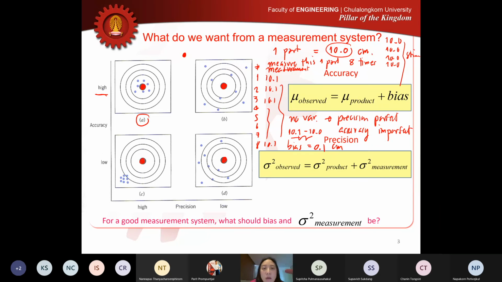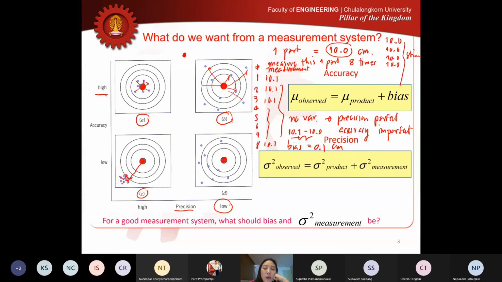Compared to picture B, on average, picture B is on target or accurate also, but there is high variation compared to picture A. So in picture B, the precision is low. Then picture C, the variation is small, but it's different a lot from the actual value. So the accuracy is low, but the precision is high.